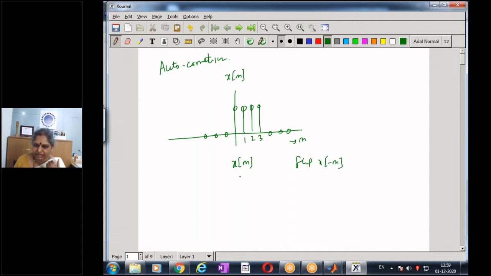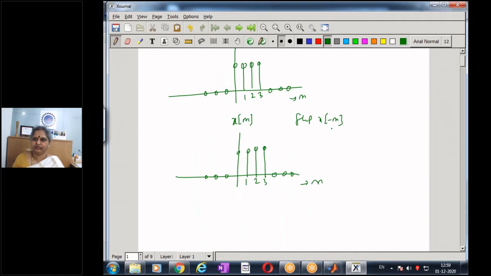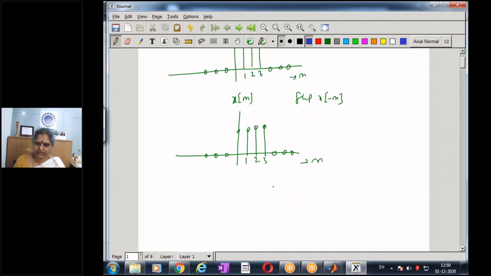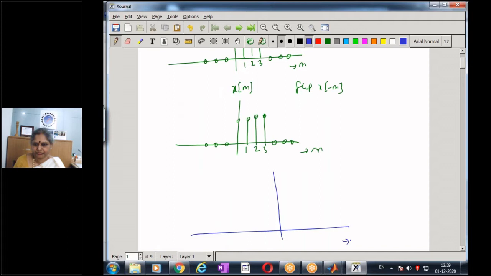So I have it as a function of n, 1 for 0, 1, 2, 3, and 0 otherwise. Now, to compute my convolution, I need to find the sum of the products. At zero, if I compute y0, it is 1 plus 1 plus 1 plus 1, so the sum of products is 4. Now if I want to compute y1, I need to shift x of m to the right by 1.